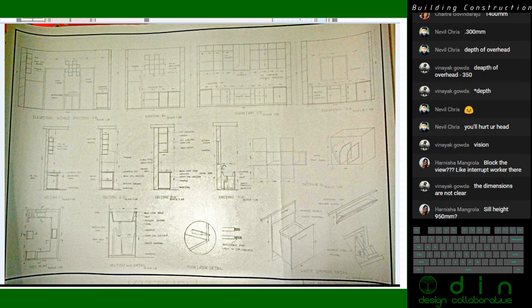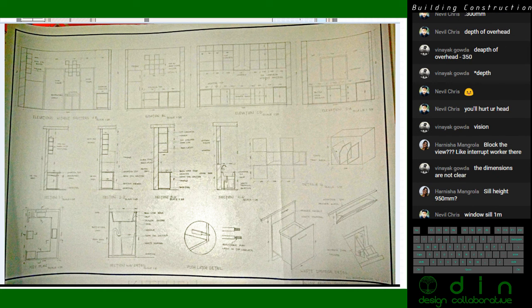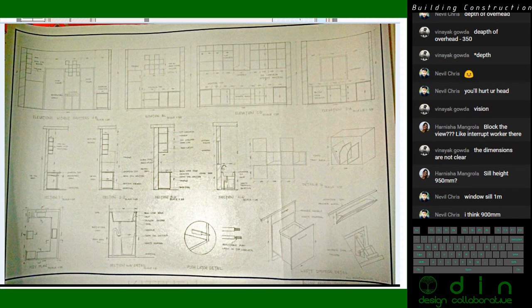Sill height 950. What's the regular sill height of a normal room? A regular sill can be 750 to 900; 900 is the most standard sill height. You can go down to 750, but any lower and you can start calling it a low window. So assuming the regular sill is approximately 900, what's the height of a kitchen window? It is not 950 or 1 meter. It's a little higher than that.